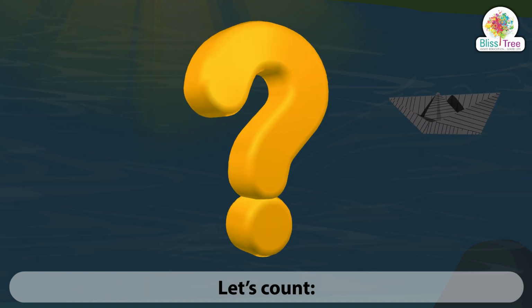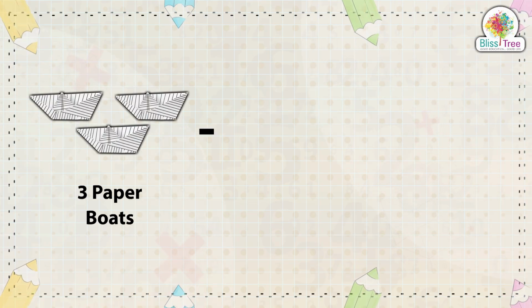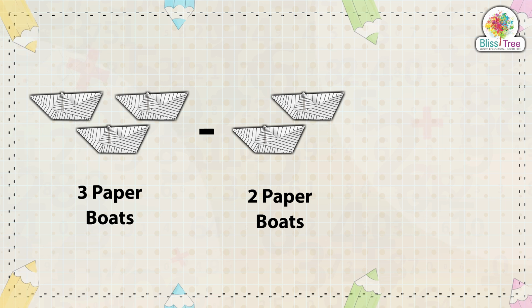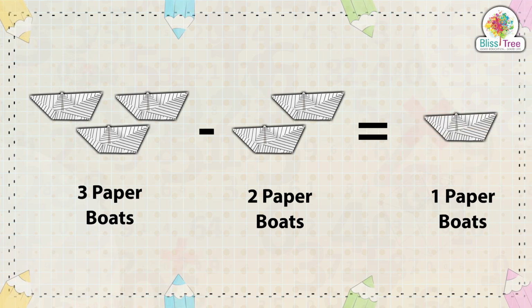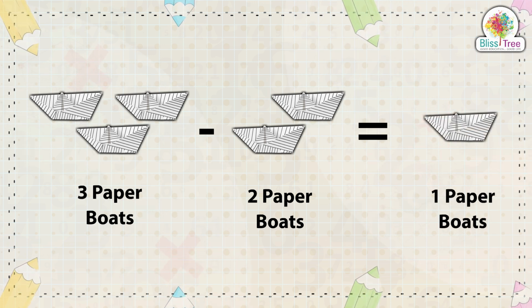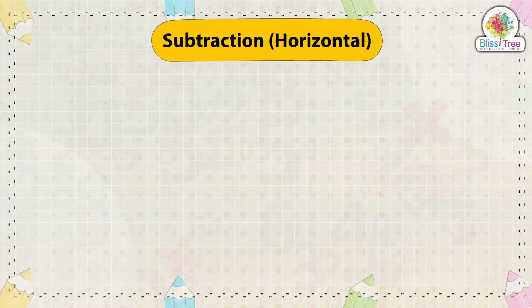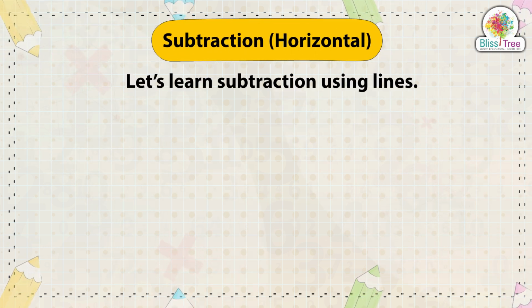Let's count. 3 paper boats minus 2 paper boats equals 1 paper boat. Great! You've learned the method of subtraction. Subtraction, horizontal. Let's learn subtraction using lines.